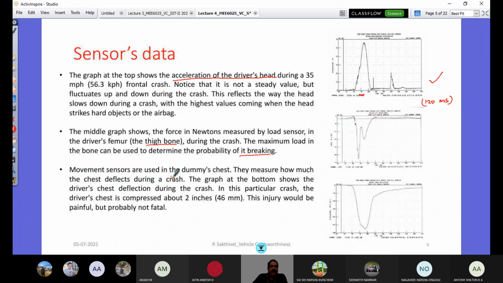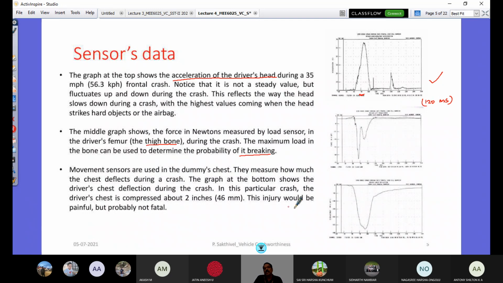The movement sensor or motion sensor is used in the dummy's chest. They measure how much the chest deflects during the crash. The graph at the bottom shows the driver's chest deflection during the crash. In this particular crash test, the driver's chest is compressed about 2 inches. This injury would be painful, but probably not fatal. So a 2-inch compression is not making the person die, but it is a severe injury.